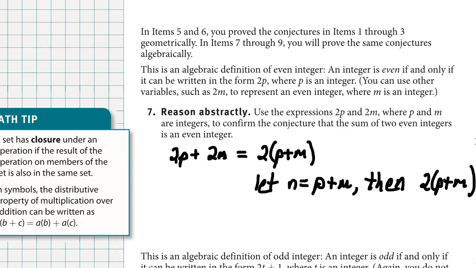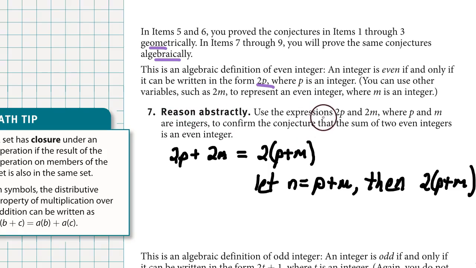In items 5 and 6, we proved our conjectures geometrically using the shapes. Now let's prove the same conjectures algebraically using symbols. This is an algebraic definition of an even integer. An integer is even if and only if it can be written in the form 2p, where p is representing some integer. We could use other variables instead of p.